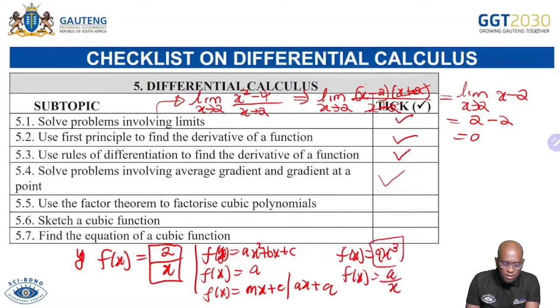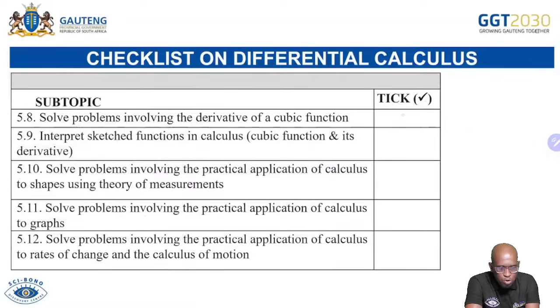Use the factor theorem to factorize cubic functions, sketch cubic functions, determine the equation of a cubic function, all right? So those are things you should know. Also, solve questions involving the derivative of a cubic function, interpret sketched cubic functions, solve problems involving practical application of calculus using the theory of shapes and measurements, all right?